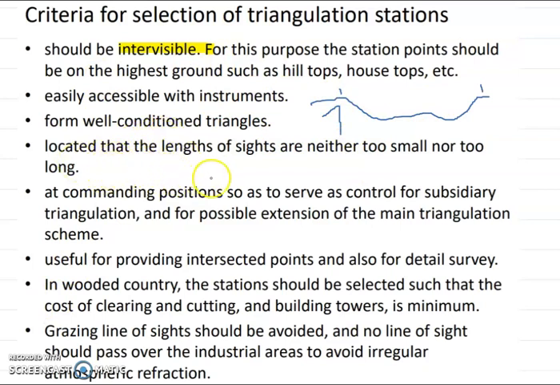Then it should be located such that the lengths of sides are neither too small nor too long. This is exactly the meaning of a well-conditioned triangle. So if your station is here, I am drawing this in the plan. This point should not be connected to the remaining baseline by very small lengths. Let's say this is your baseline. It should neither be connected by very small length.